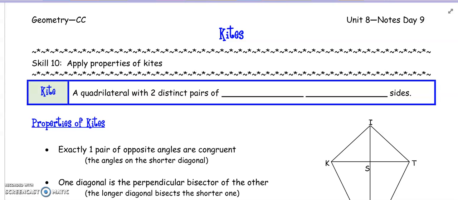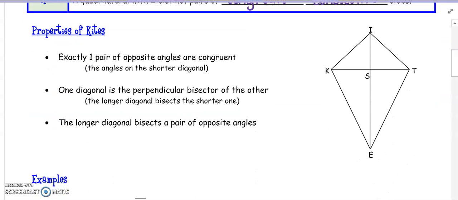Mrs. Elzadi here. Today we're taking a look at Unit 8, Notes Day 9. We're going to be focusing on kites. So a kite is a quadrilateral with two distinct pairs of congruent consecutive sides. And just like all of our other shapes, we've got some properties to go along with them.